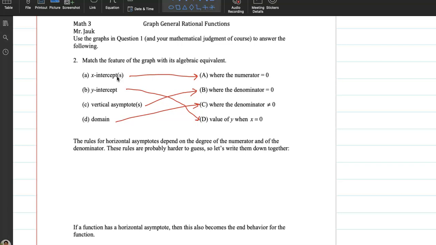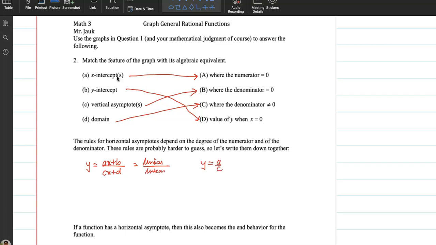The rules of horizontal asymptote depend on the degree of the numerator and denominator, as we discussed. These rules are probably hard to guess, so let's write them together. If y is equal to ax plus b upon cx plus d, it is linear upon linear, so y is equal to a upon c.